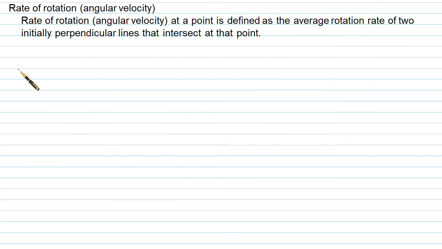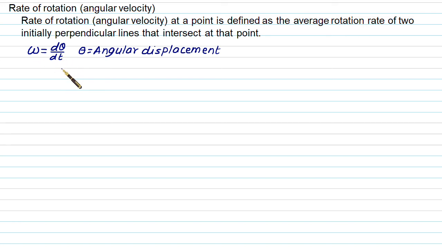The rate of rotation or angular velocity. The rate of rotation, that is the angular velocity at a point, is defined as the average rotation rate of the initially perpendicular lines that intersect at that point. We know that omega is defined as the rate of change of angular displacement. So omega is given by d theta by dt, where theta is the angular displacement in the time dt.